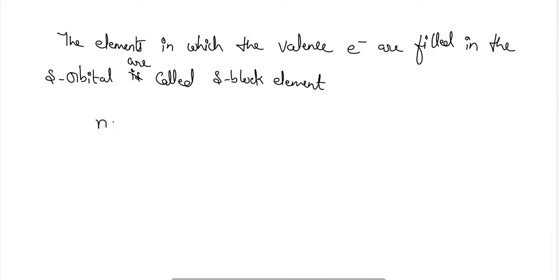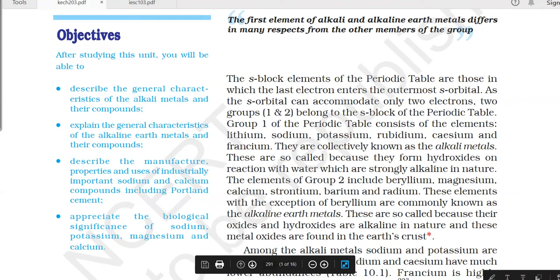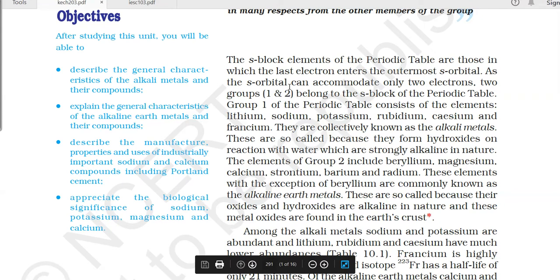The general electronic configuration of these elements will be ns1 to 2. Either the S orbital will have one electron or it will have two electrons, and this will be the valence shell for the S block elements. In the periodic table, the first group and the second group both have this property: the elements present in both groups have electrons filled in the S shell. So let's talk about the elements of group 1 and group 2.